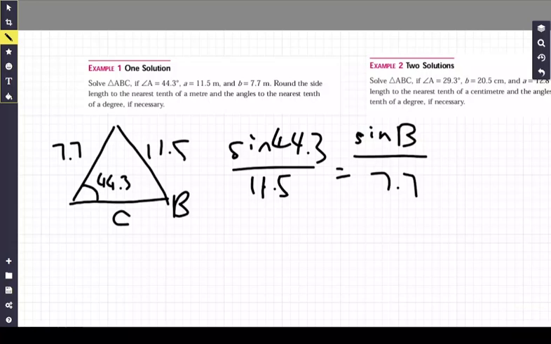Let's solve that with our calculator. So 7.7 multiplied by sine of 44.3 degrees is going to get us 5.37. Then we're going to divide that by 11.5. So now we're going to have 0.46. We do the inverse sine of that, and we're going to get 27.88 for our angle B.